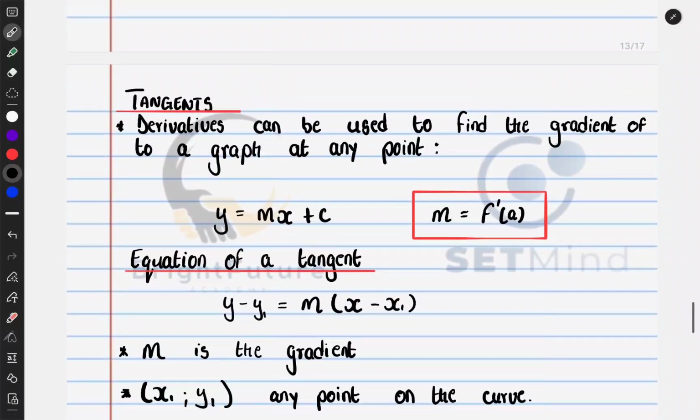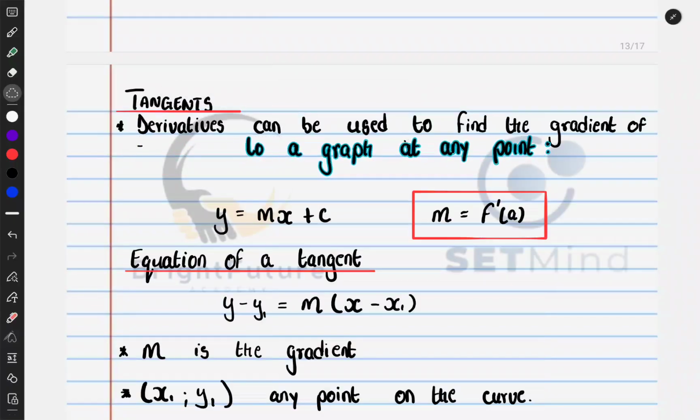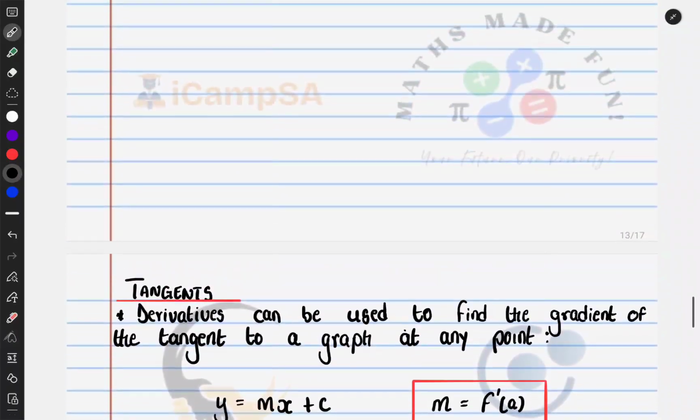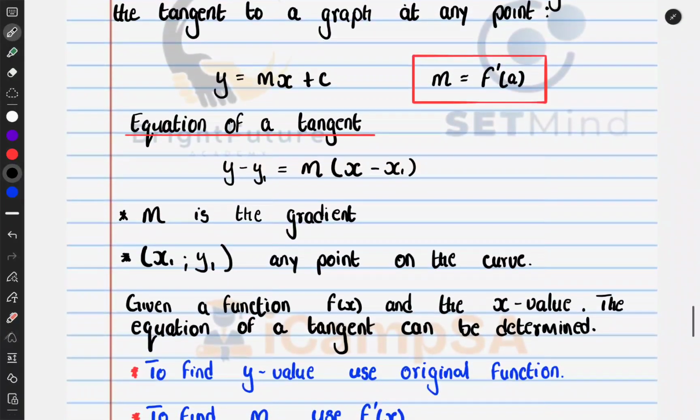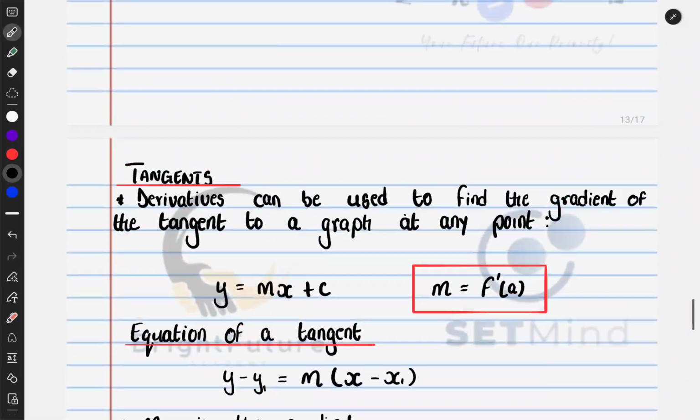Derivatives can be used to find the gradient of the tangent to a graph at any point. Yes, the tangent to the graph at any point.